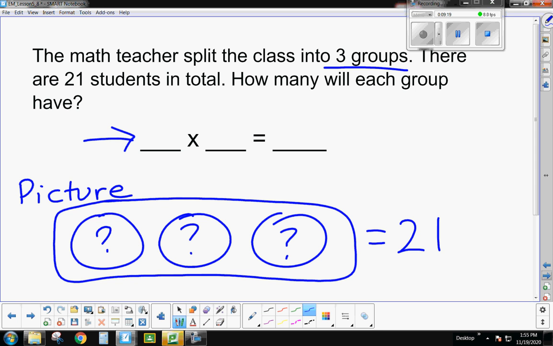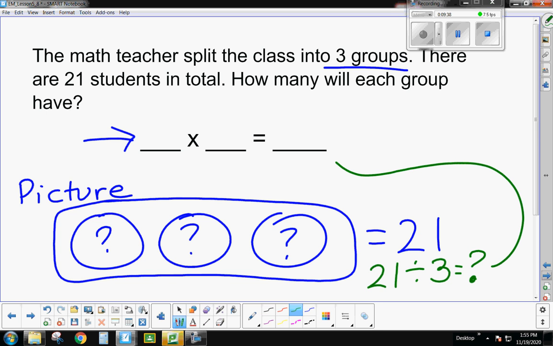What is the number model that would go with that problem? This is technically a division number model because I have 21 students. I'm dividing those 21 students into 3 groups. I'm trying to figure out how many is in each group. But I want you to turn that into a multiplication number model that's going to help you solve that easier. So you should have 3 groups of what equals 21. So now you have to figure out 3 times what equals 21.